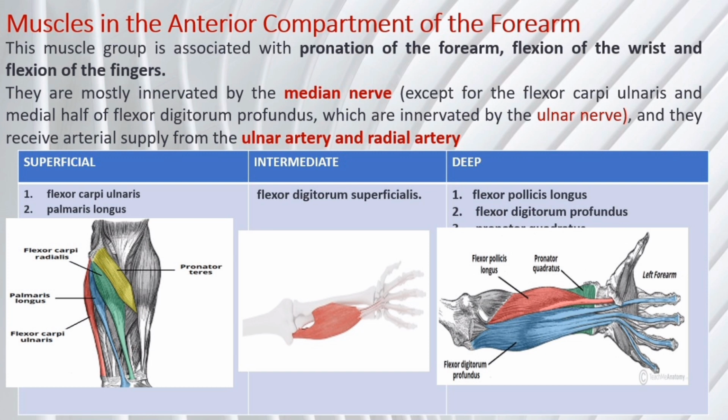Palmaris longus. This muscle is absent in about 15% of the population. Attachments: originates from the medial epicondyle, attaches to the flexor retinaculum of the wrist. Actions: flexion at the wrist. Innervation: median nerve. Flexor carpi radialis. Attachments: originates from the medial epicondyle, attaches to the base of metacarpals 2 and 3. Actions: flexion and abduction at the wrist.